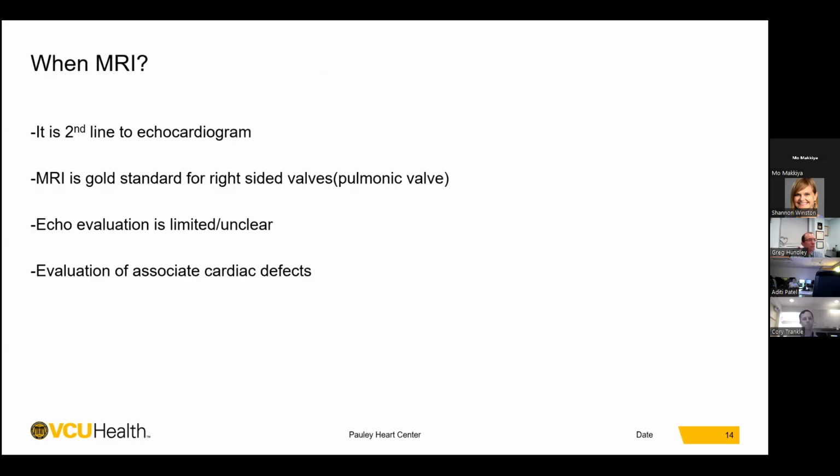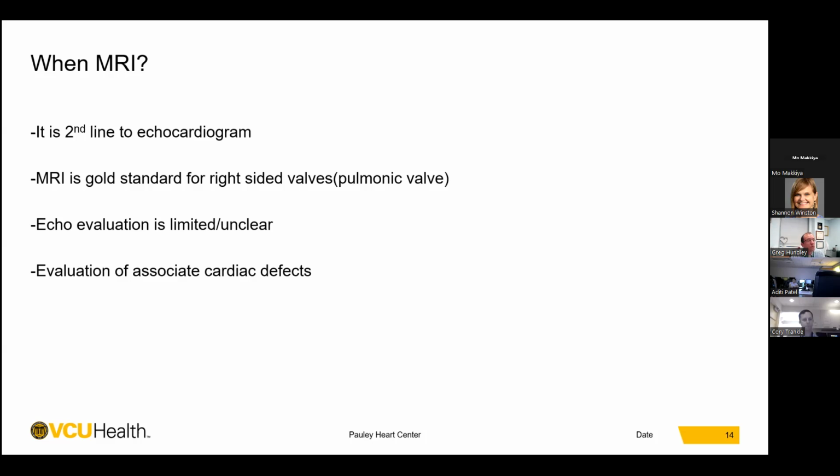So when do we do MRI? It's second line to echocardiogram. We do echo because it costs less, the information is readily available and quick, and we can do it at the bedside; it doesn't require a lot of preparation.